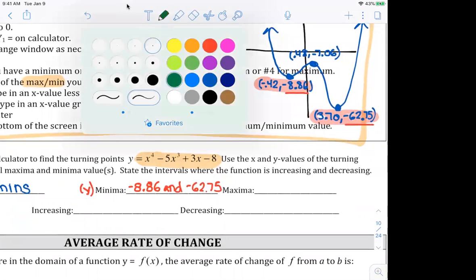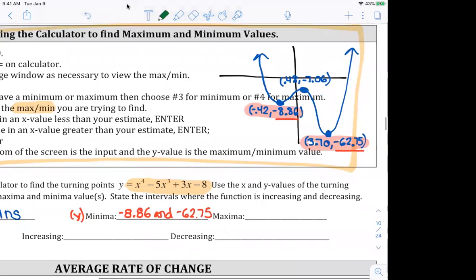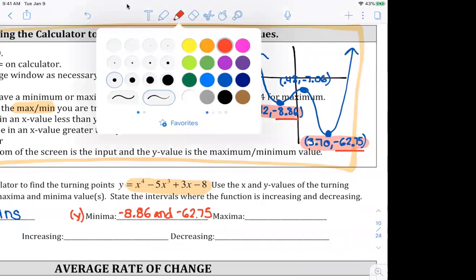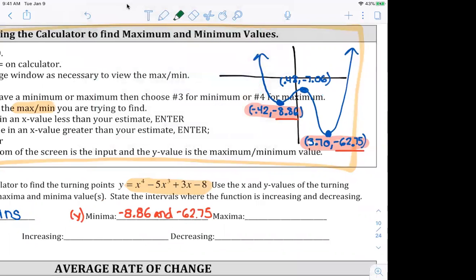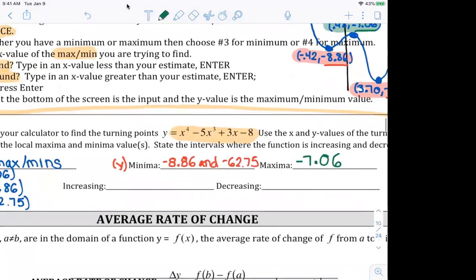The maximums, we'll go ahead and do those in green. This is our maximum right here. And our maximum, again, we're going to do the Y value. So you're going to list that as negative 7.06. And there's only one of those. There's not another maximum there.